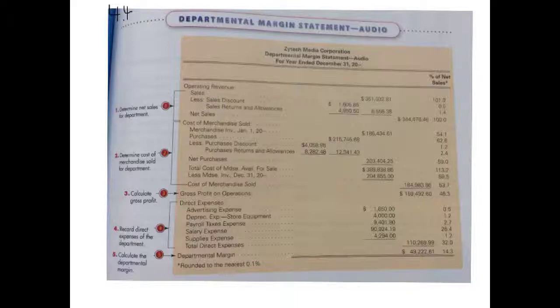So page 111 in your book is something you're going to want to flip back to as a reference point, so that you can see how this is laid out. Determine net sales for the department, which we remember how to do: sales minus discounts and returns, net sales. Determine our cost of merchandise sold, which we've done numerous times. Calculate gross profit. Record direct expenses from each department. We're pulling this all off the worksheet. And then we calculate the departmental margin at the bottom.